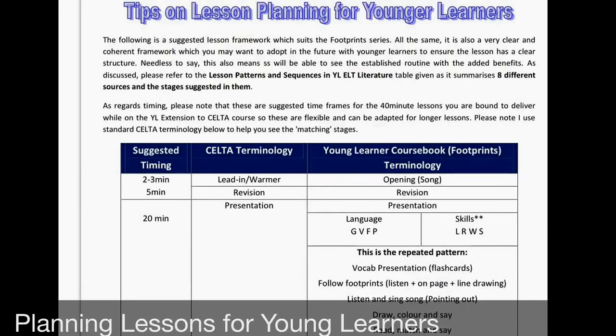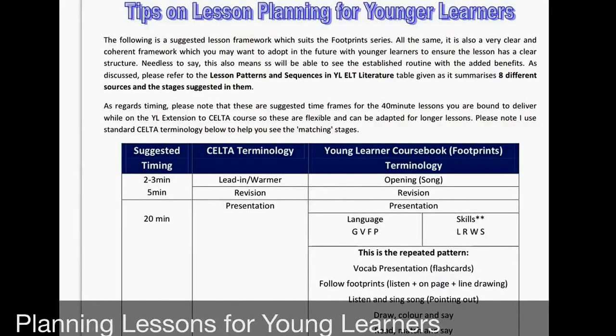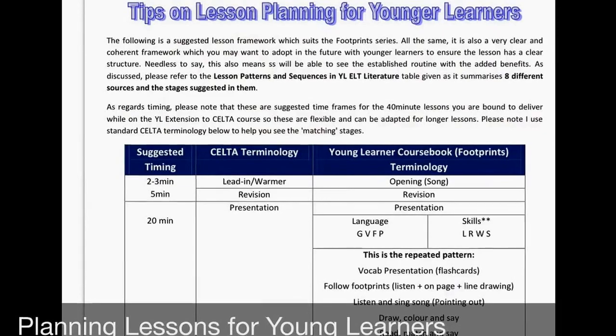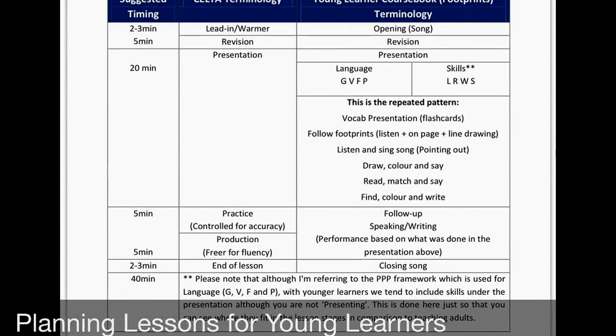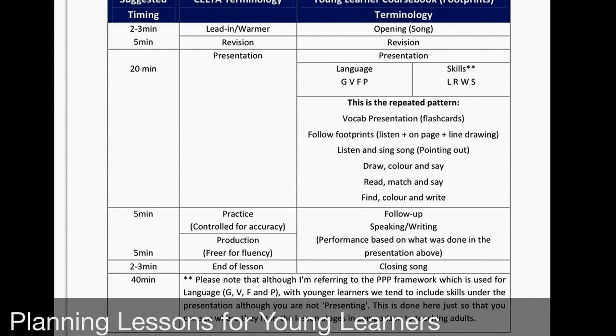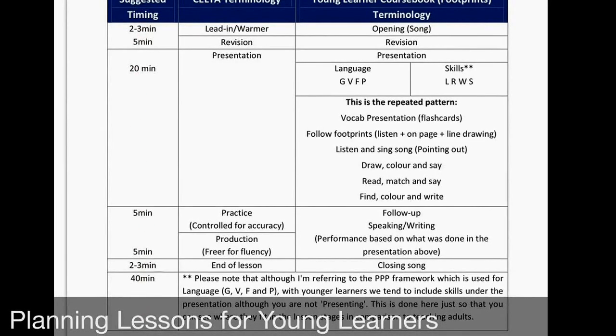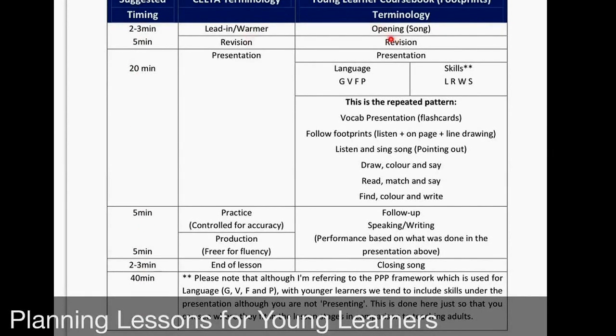As regards timing, please note that these are suggested time frames for the 40-minute lessons you're bound to deliver while on the Young Learner Extension to CELTA course. So these are flexible and can be adapted for longer lessons. Please note I use standard CELTA terminology below to help you see the matching stages, or pretty much the equivalents. Now, let's take a look at this table here. Basically, here are the suggested timings. I've tried to make a match or find the equivalent so that you can see how it works.